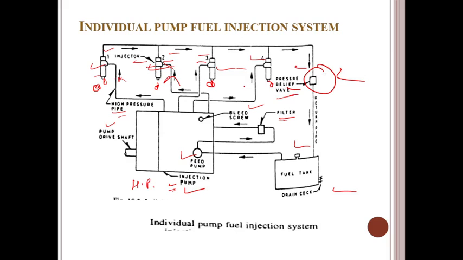So the injector assembly consists of the following components: a needle valve, compressing springs, and the nozzle or injector body. Now, the operation of the fuel injectors.